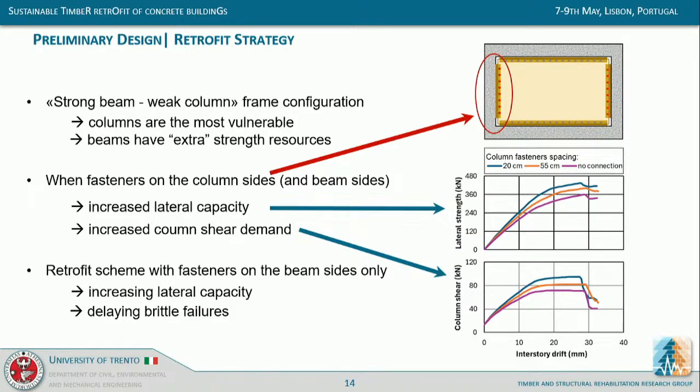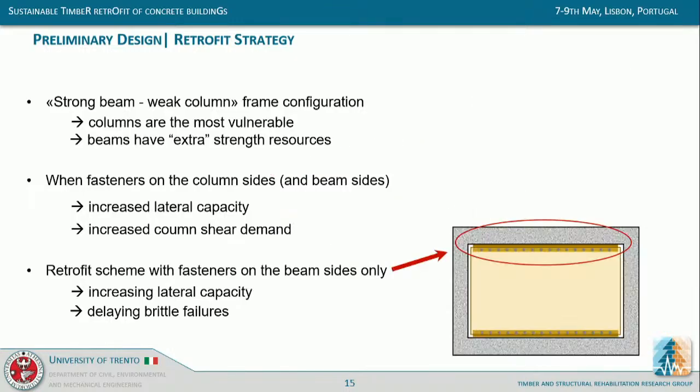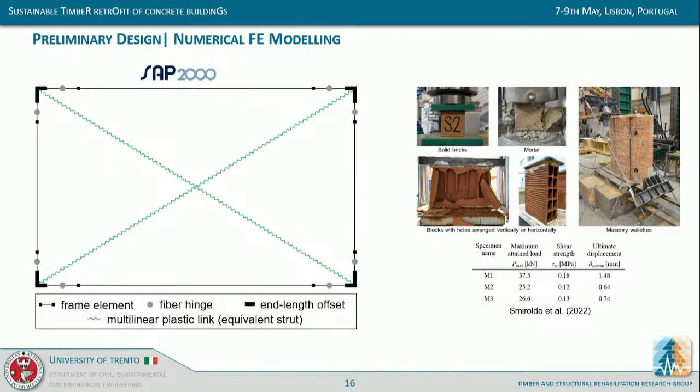So we decided to go for this scheme where fasteners are applied only on the beam sides. The goal is to find the right trade-off between increasing the lateral capacity, so to have a stronger, stiffer connection, but at the same time, we don't want to engage brittle failures. We want to delay brittle failures as long as possible. So in order to do that, we did some modeling.